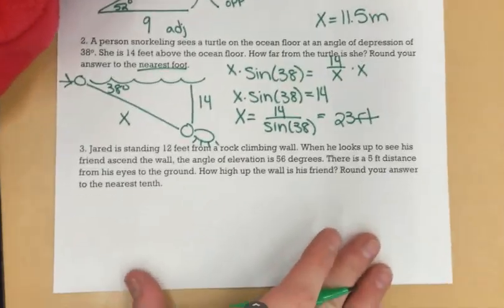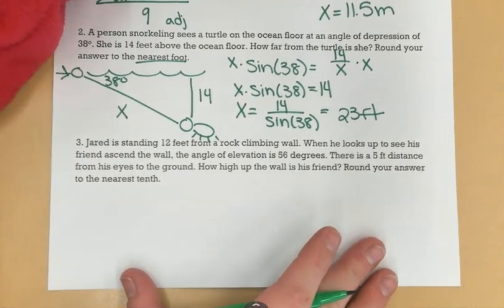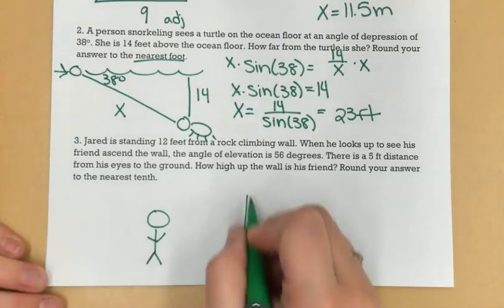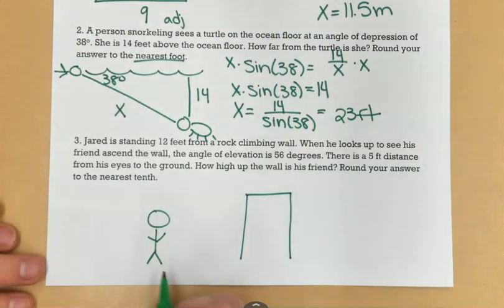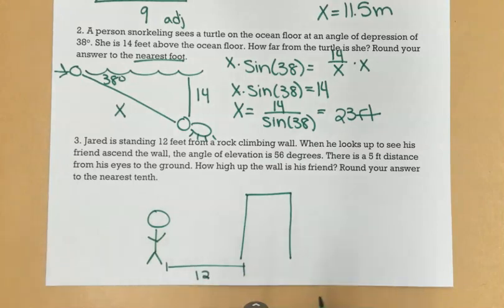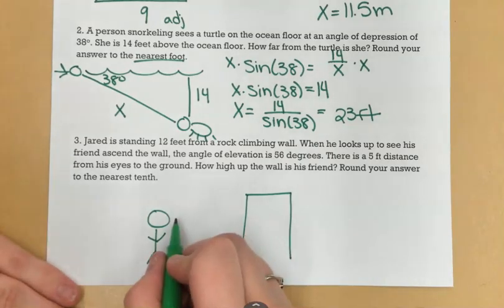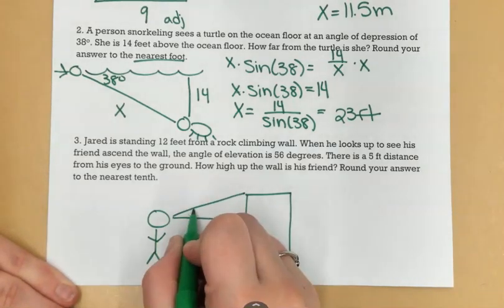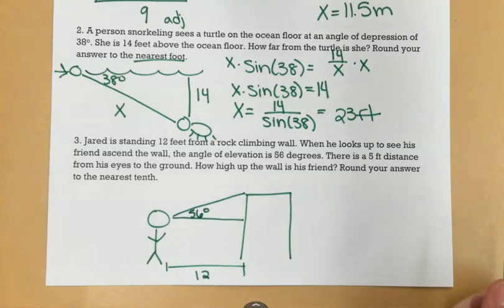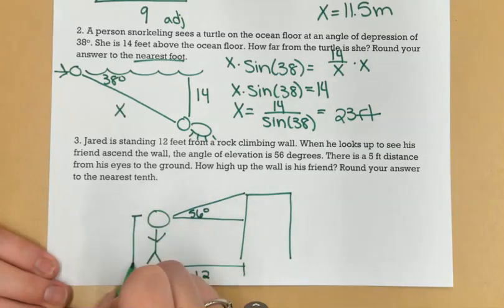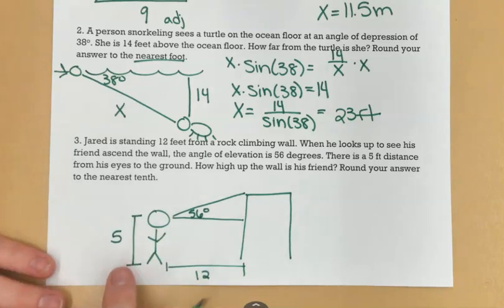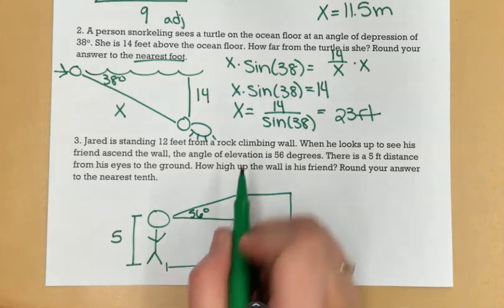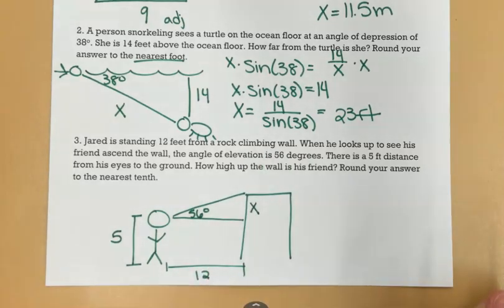Okay, on the third one, Jared is standing 12 feet from a rock climbing wall. So here is Jared. Here is my rock climbing wall. He is 12 feet away. He looks up to see his friend ascend the wall, and the angle of elevation is 56 degrees. So from his line of sight to that friend up on the wall is 56 degrees. And there's a 5-foot distance from his eyes to the ground, and that's going to come into play later. So we want to find out how high up the wall his friend is. So again, we're talking about vertical distance here, so that would be my x.